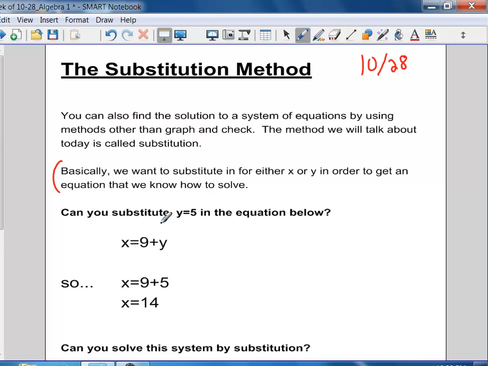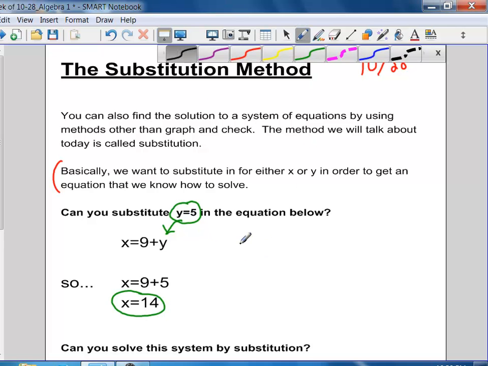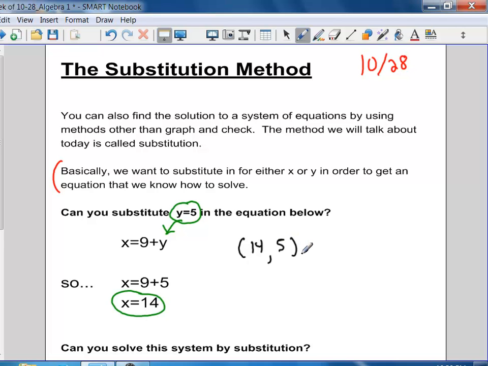So it says, can you substitute y equals 5 into the equation below? So we know that y is equal to 5. Can we put it into this equation? Well, if we do, instead of y, we'd have 5 here. So we'd have 9 plus 5 for x. So we'd have x equals 14. If we have the two green circles there, we have the x value, we have the y value, can we write them as a point? Well, we write the x first, 14, and then the y second, 5. So this would be our final answer.